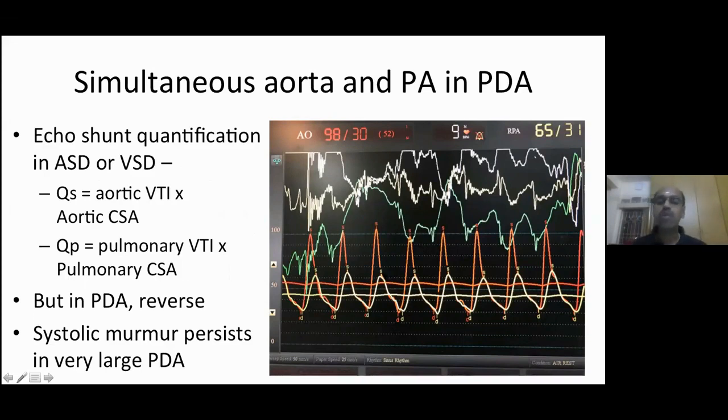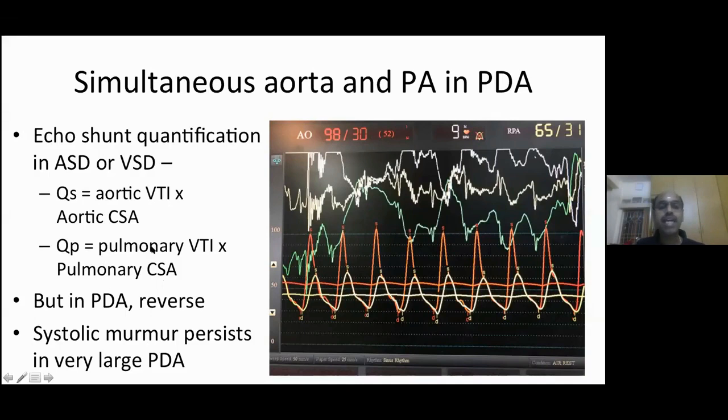Now, before coming to the reason behind this, let us go into how we quantify an echocardiographic shunt in an ASD or a VSD. In an ASD or VSD, the QS is calculated by the aortic VTI into aortic cross-sectional area, and QP is pulmonary VTI into pulmonary cross-sectional area. So an ASD or a VSD with hyperkinetic PAH will have a higher QP. The higher QP will get reflected as a higher pulmonary VTI and a higher pulmonary cross-sectional area.